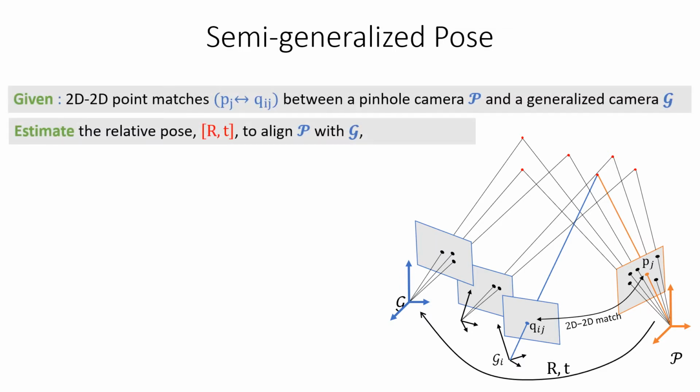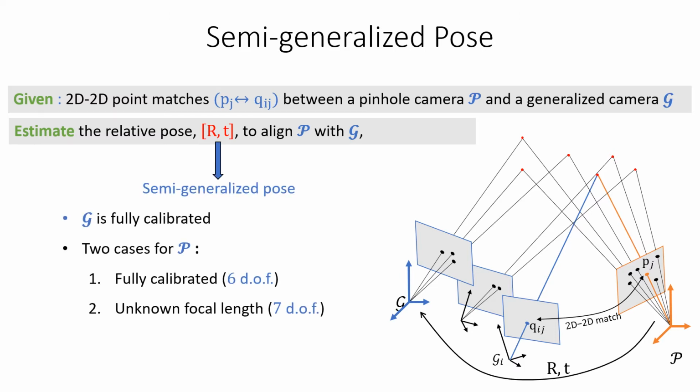and a generalized camera. Our objective is to estimate the rotation denoted by the matrix R and the translation denoted by the vector T, known as the semi-generalized pose, which is needed to align the pinhole camera with the generalized camera. The generalized camera system is assumed to be calibrated, whereas we have two cases for the pinhole camera where it is either calibrated or its focal length is unknown, which gives us the partially calibrated case.